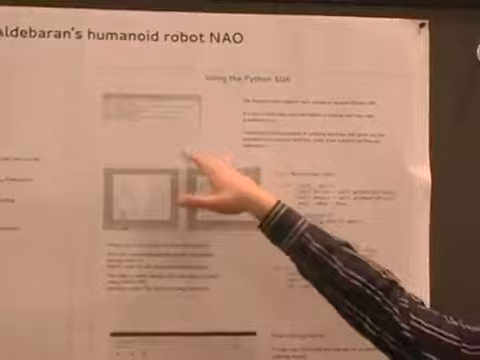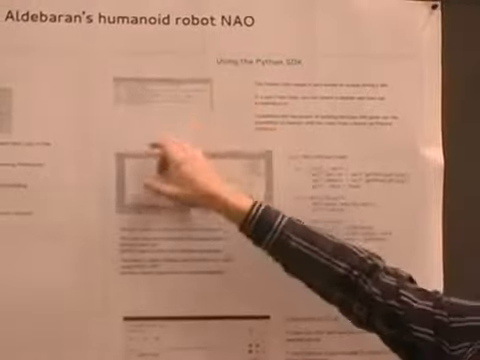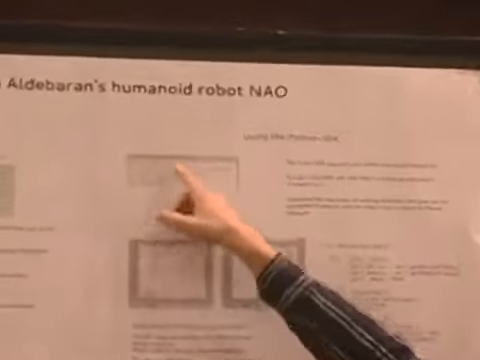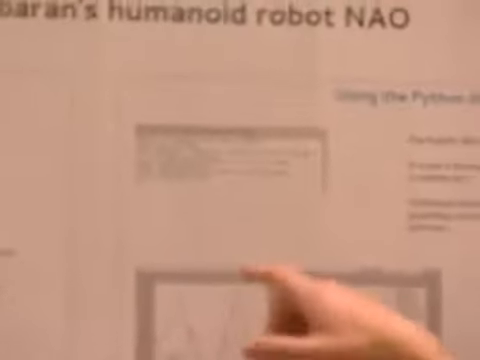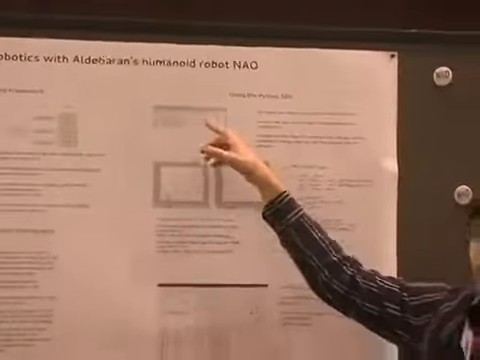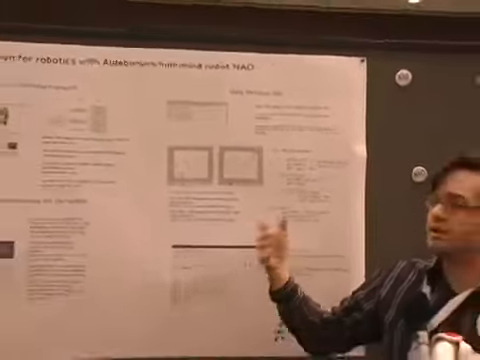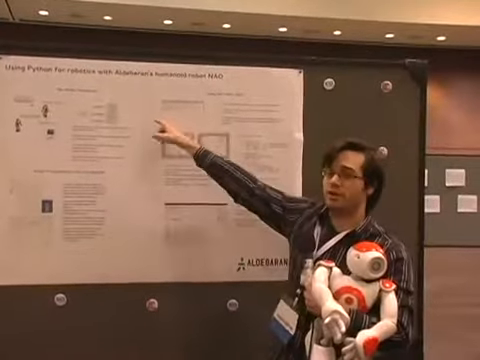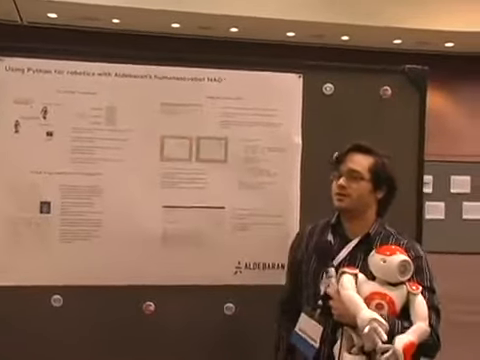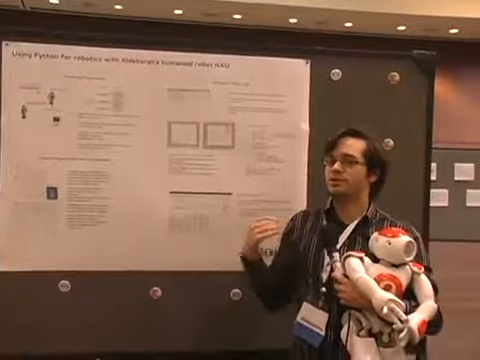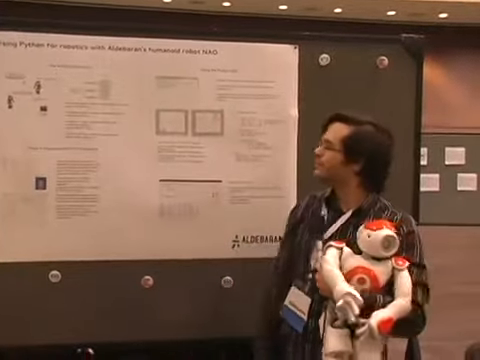This is a small example. Here you import NAO, and then you create a proxy to the module named text-to-speech. Making the robot speak is just calling the same method on the text-to-speech proxy. So making the robot say hello world is just a matter of three lines of Python.